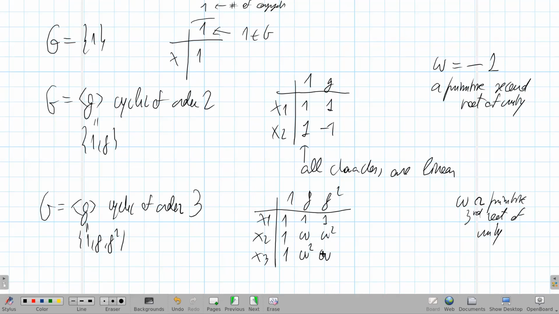Okay, and let's finish with the groups of order 3. This will also be important. And of order 4.